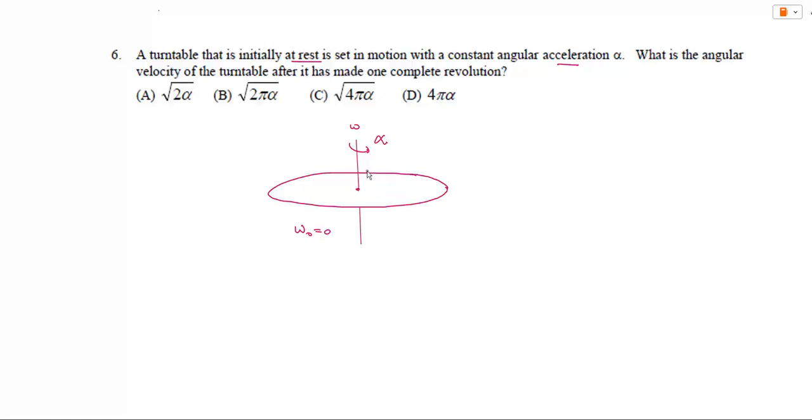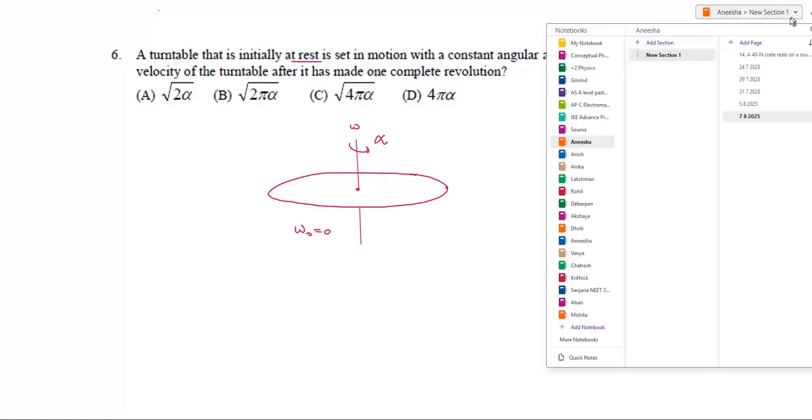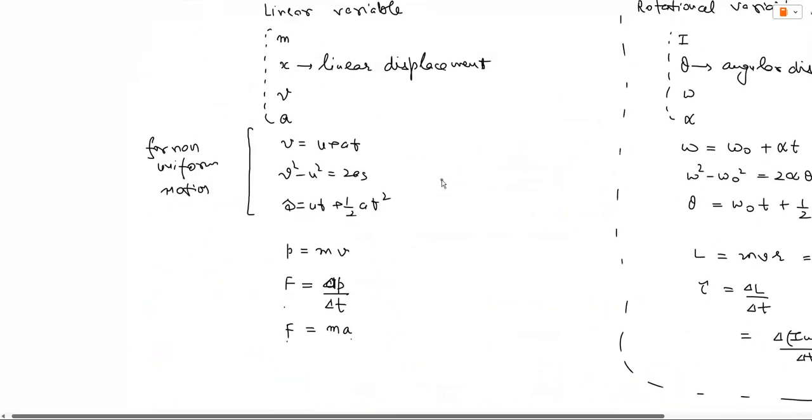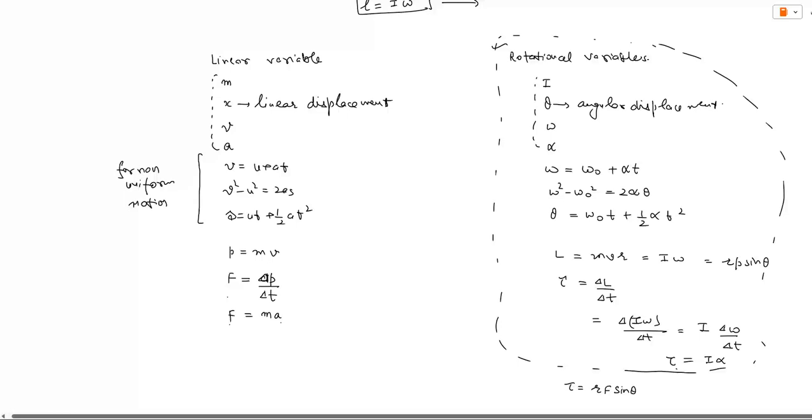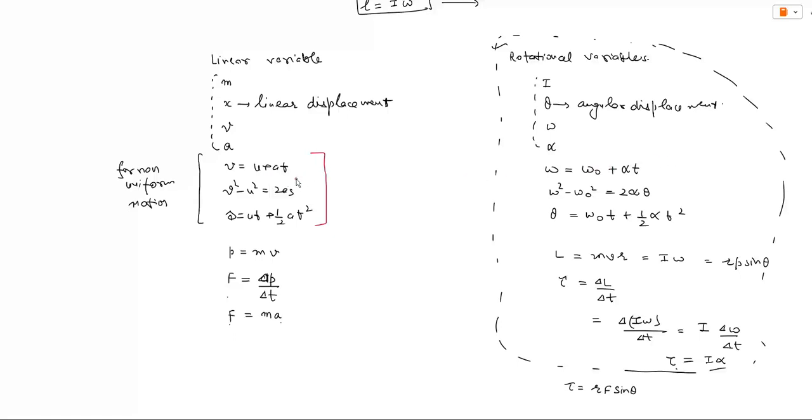Or you can just imagine or consider this situation analogous to the situation of linear motion also. As I have told you in the last class, if you know the linear equations, in the same way, analogous to that, you can write the formula for the circular situation or the rotational motion. Here he is saying that the situation is for constant angular acceleration. So for constant linear acceleration, these were the equations. For constant angular accelerations, we have this set of equations. Right? Yeah. So for the given question, we will use this equation.